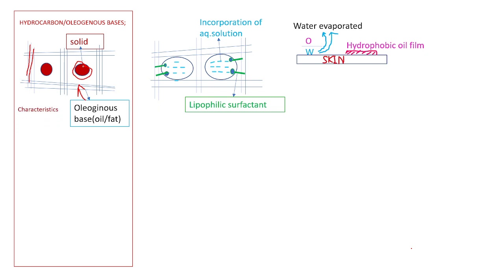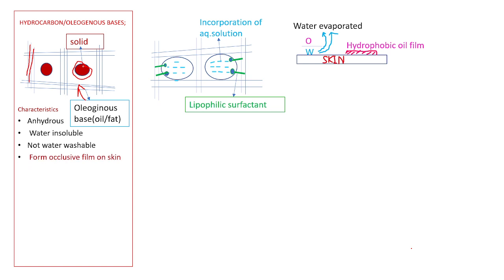What are the characteristics of these oleogenous or hydrocarbon bases? They are anhydrous in nature, which means they do not contain any water. Next, they are water insoluble, because of hydrogen and carbon they are insoluble in water. Next, they are not water washable. Even by washing with water, we cannot remove this formulation from the skin.